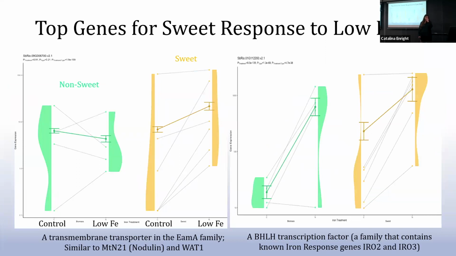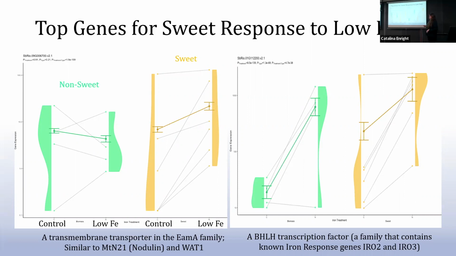So just to give you a couple of examples of some of the more significant things we found. Here is one gene that's a transmembrane transporter. It's not a known metal transporter, but it is in the nodulin-like transporter family. In your non-sweet varieties, when you expose them to low iron conditions, it gets slightly downregulated, whereas in your sweet varieties, it becomes upregulated. So the level of expression actually shifts.